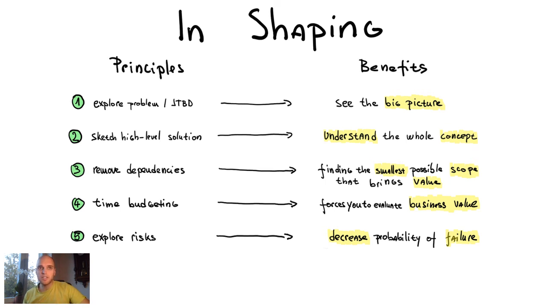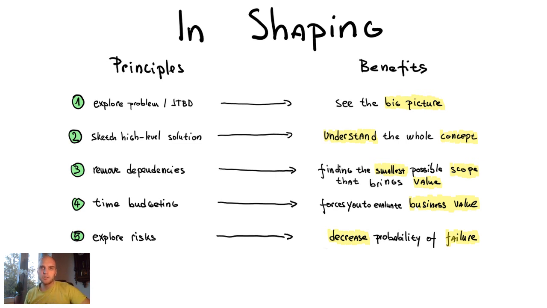Time budgeting, we already discussed that. Instead of asking the team how long it will take, you are saying, okay, I feel that for this problem, we should invest 2 weeks of your time to solve it. And again, as a side effect, it forces you to evaluate the business value of that feature, which is very useful, because then you can do way better prioritization.